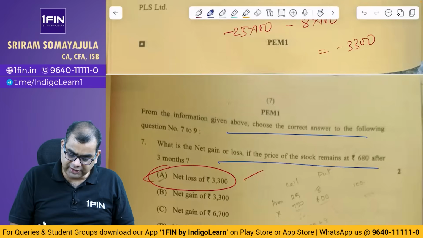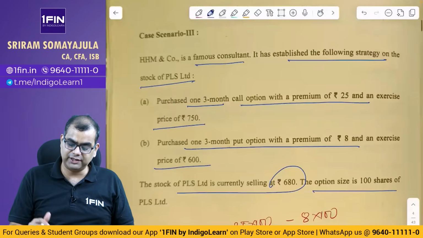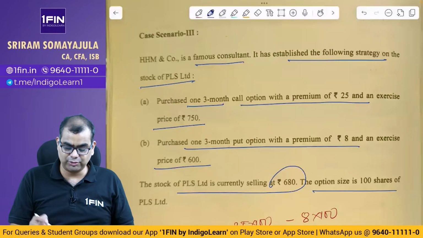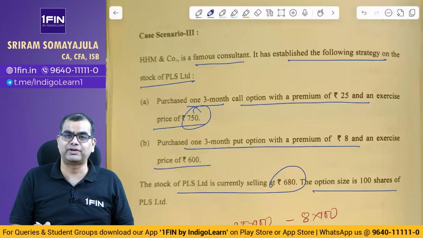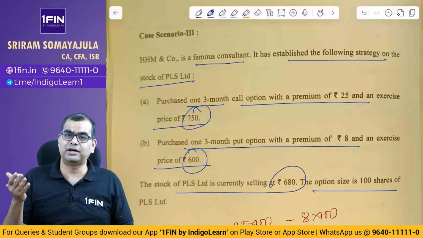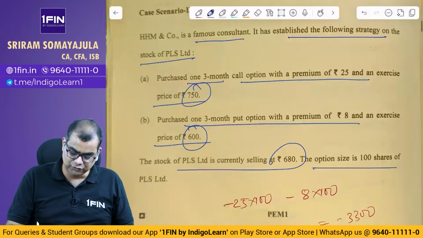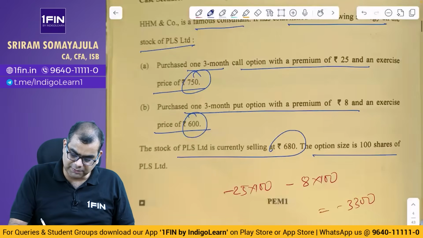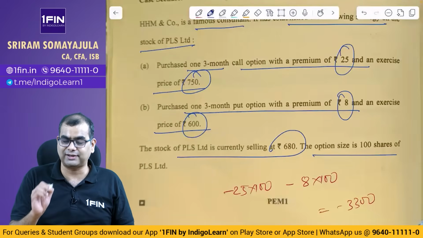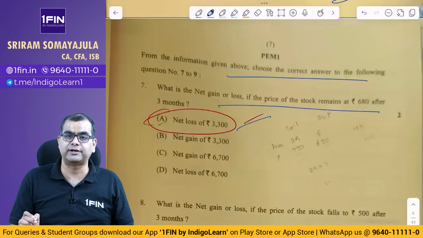Okay, what is the net gain or loss if the price of the stock remains at 680? See, in a call option, you have a right to buy, and you will exercise your right to buy if the price goes up. So you have a right to buy at 750, but it is already at 680. Same way in the put option, you have a right to sell at 600, but the price is already 680. So both of them will expire worthless. So whatever premium you paid, how much premium? 25 here, 8 here. So totally 33 into 100, 3,300. So your loss will be 3,300.